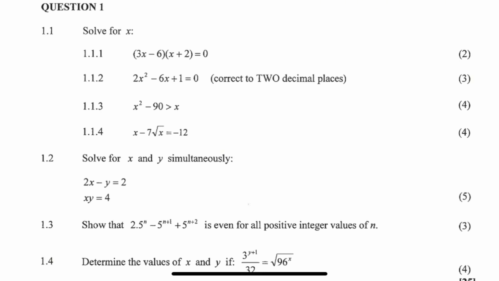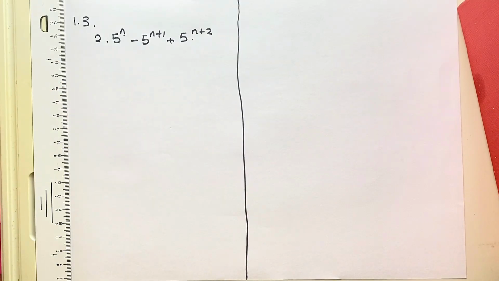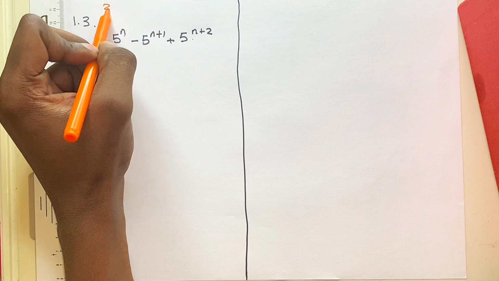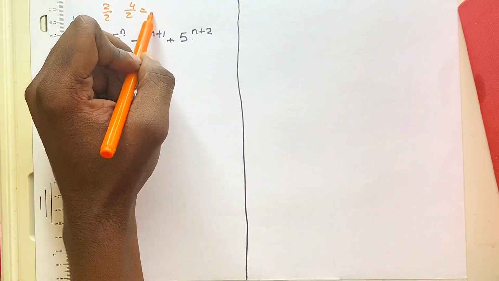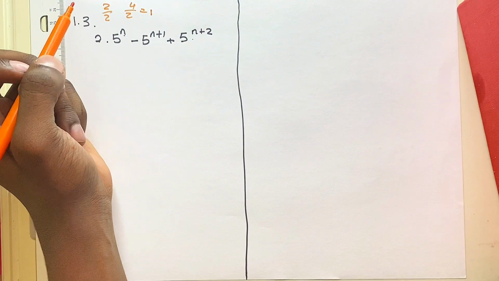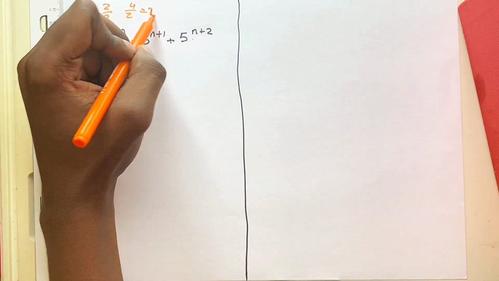Now, what are even numbers? Even numbers are numbers that can be divided by 2, and when you do that, they will give you an integer. They will not give you some decimal. Examples of those will be 2, which can be divided by 2 to give you 1, and 4 divided by 2 will give you 2. So even numbers are all 2, 4, 6, 8, 10, numbers that can be divided by 2 to give you an integer.